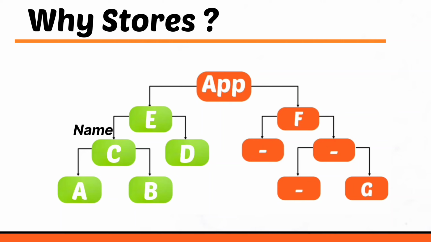The state is now managed in the parent component E. And the very next day, all of a sudden, you find out that you need to display the username in component F. Now the only choice you have is to lift the state to the app component.